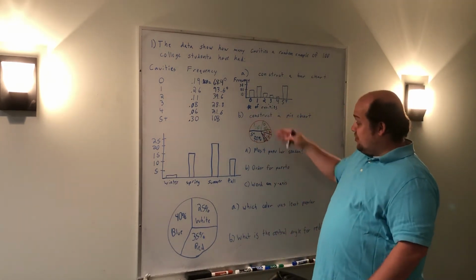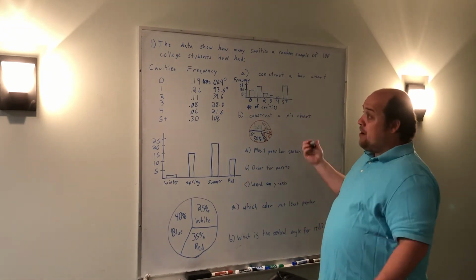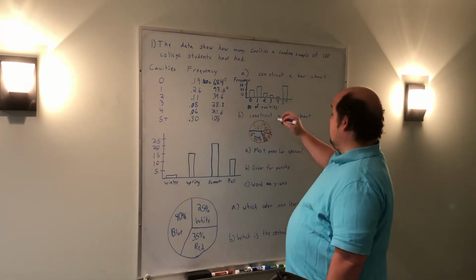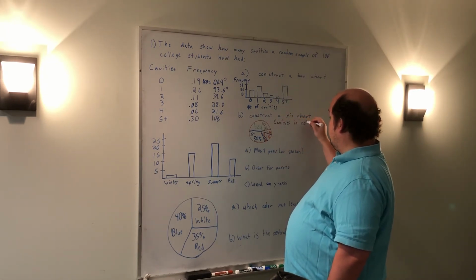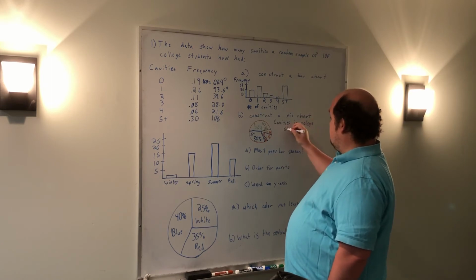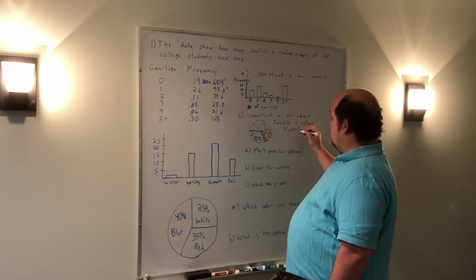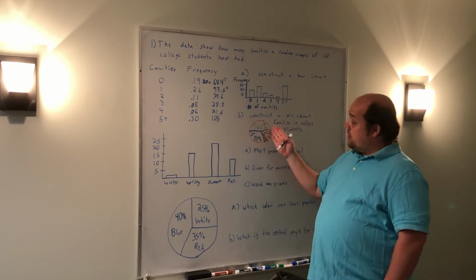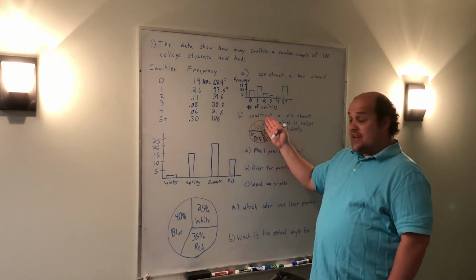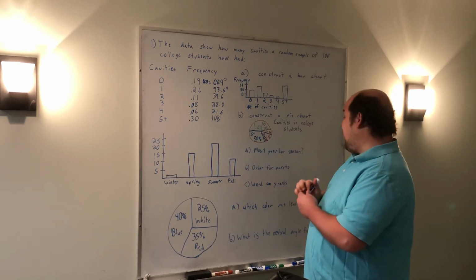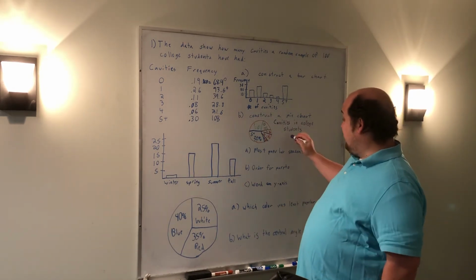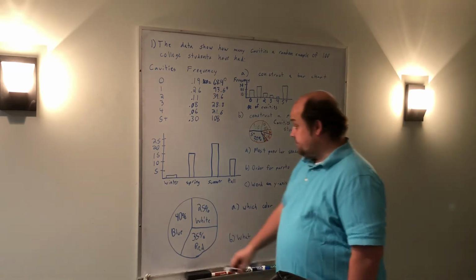In the end, this should be what my pie chart looks like. I probably want to include a label like cavities in college students. If I wanted, I could just make each pie piece, each section, a different color, and then provide a key here telling what each of the colors were. I tried to kind of write in as I went, but really that key might be more helpful.